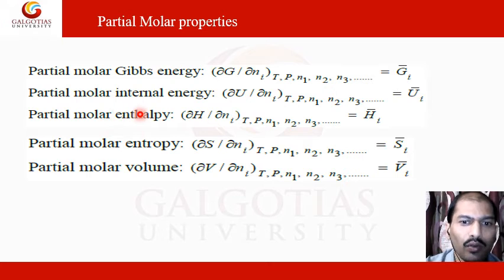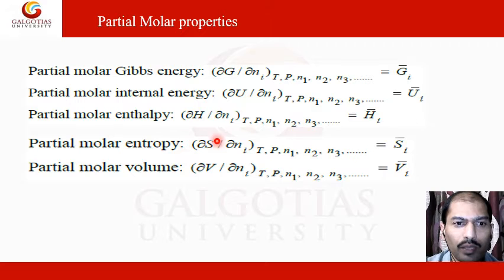So for a partial molar quantity, in the case of partial molar internal energy, if you want to calculate it, the expression will be del U upon del Ni at constant T, P, N2, N3, and it is also represented as Ui with a bar. Another is partial molar enthalpy, where enthalpy is represented by H, so that will be del H upon del Ni. Similarly, you can see the expression for partial molar entropy and partial molar volume as well.